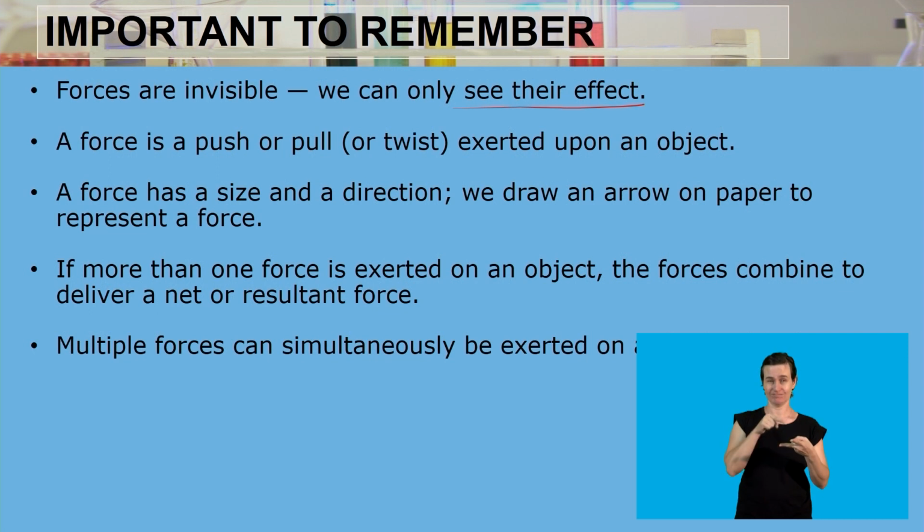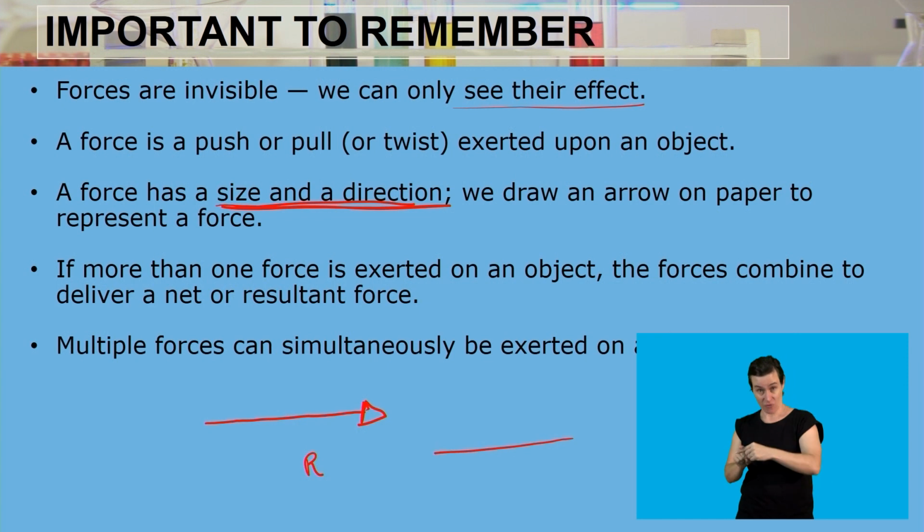Number two, a force is a push or pull, or even a twist, that is exerted upon an object. And number three, a force has a size and direction. It is very important that when we denote a force, we use an arrow. The length of the arrow shows the size, and the arrowhead shows the direction of the force. In this case, our force is going to the right-hand side. But should our arrowhead face the opposite direction, then the force is exerted onto the left-hand side.